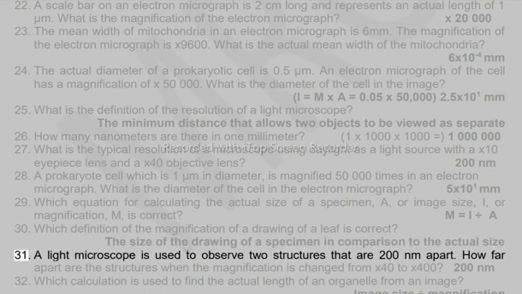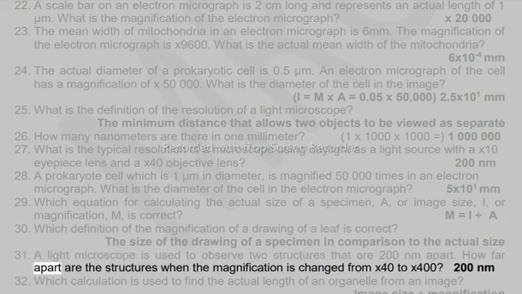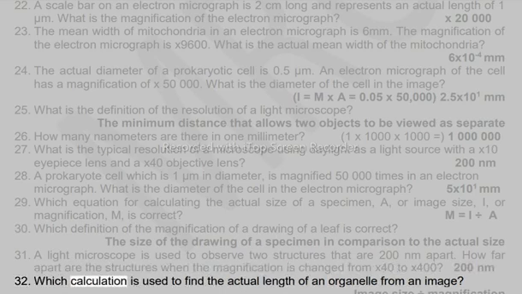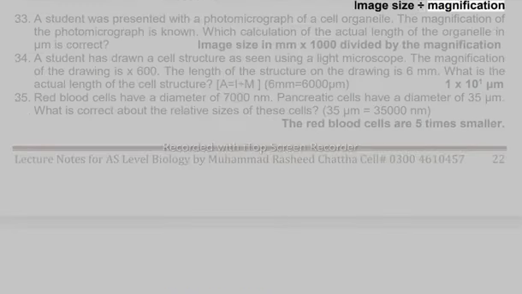31. A light microscope is used to observe two structures that are 200 nanometers apart. How far apart are the structures when the magnification is changed from x40 to x400? 200 nanometers. 32. Which calculation is used to find the actual length of an organelle from an image? Image size divided by magnification.